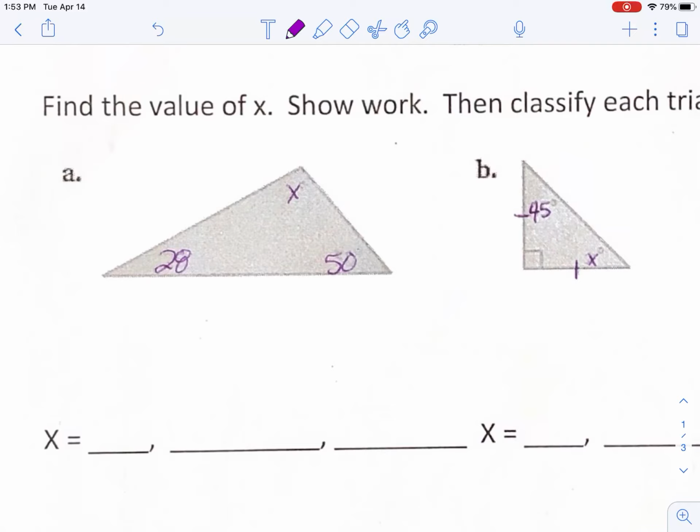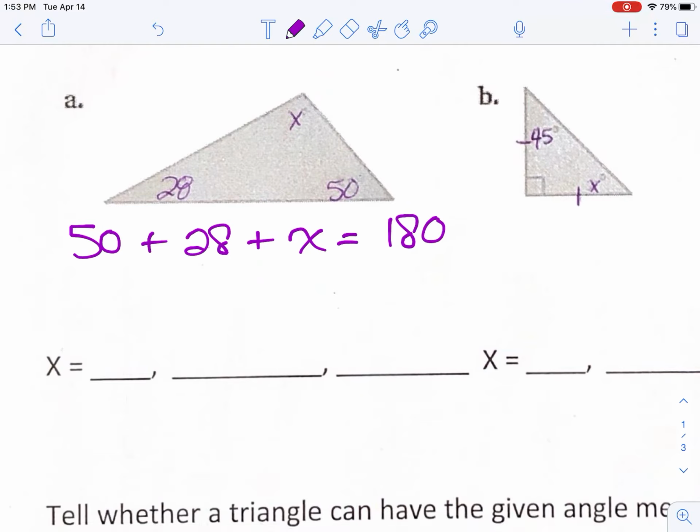On letter A, we know that all three must add up to 180 degrees. So I know that one angle is 50 degrees. One angle is 28 degrees. We're unsure of the x, but all three need to add up to 180 degrees. Okay, so we're going to solve this equation like we would any other by combining like terms. We can add this together. 50 plus 28 gives me 78 plus some unknown number gives me 180.